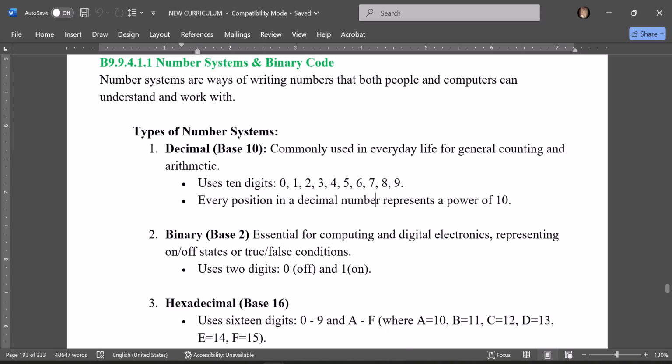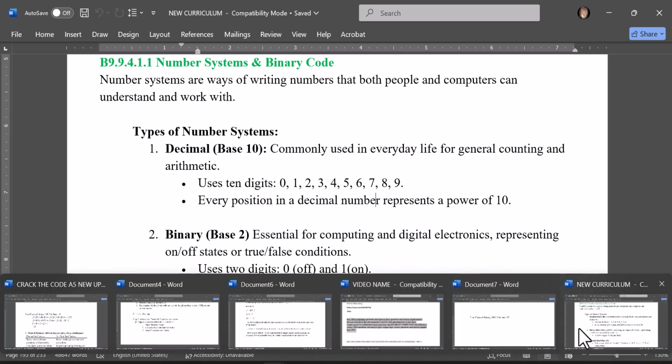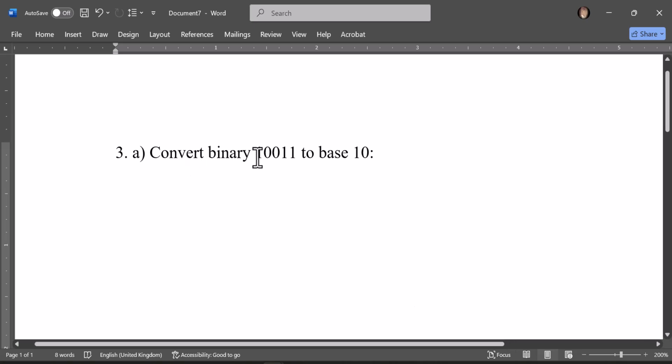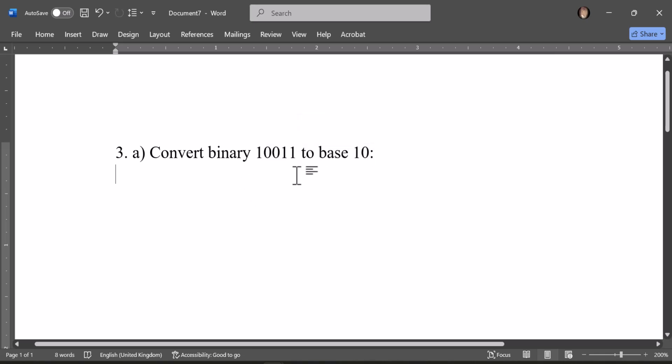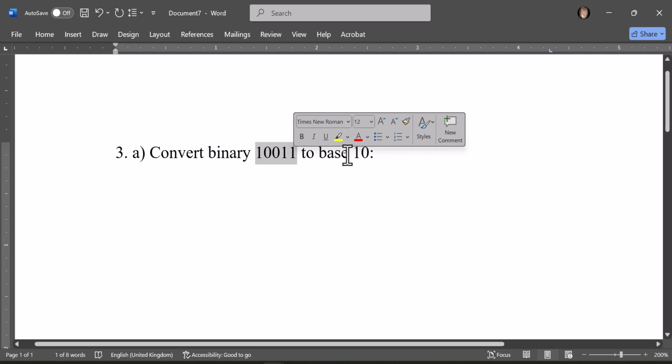So conversion comes in and that's this question. Convert binary 10011 to base 10. So this question simply means that if we have this as an input from the computer, what will it be for human beings to understand? Or in a sense, if the computer gives you this, how will you understand it in human language?